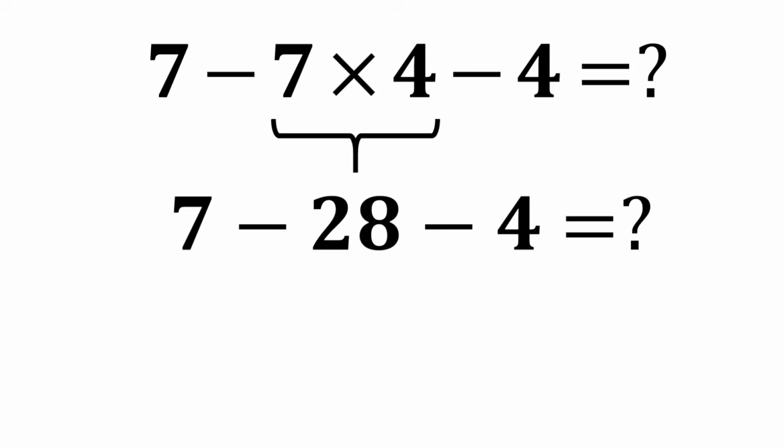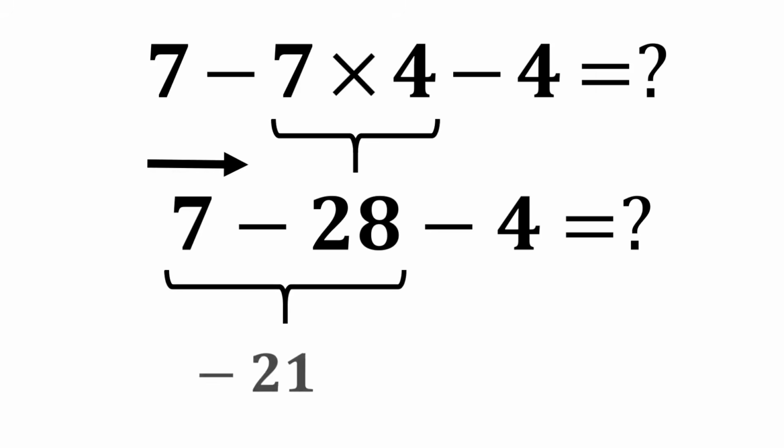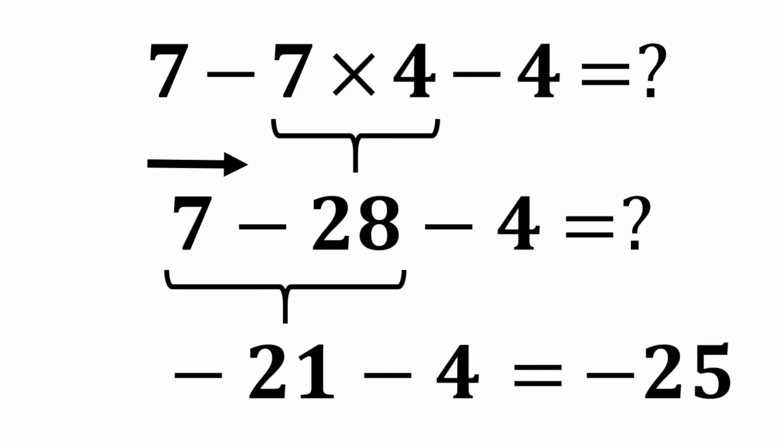Now, we have 2 subtractions. According to PEMDAS, they have equal priority. Therefore, we solve them from left to right. 7 minus 28 equals negative 21. Finally, negative 21 minus 4 equals negative 25, which is our correct answer.